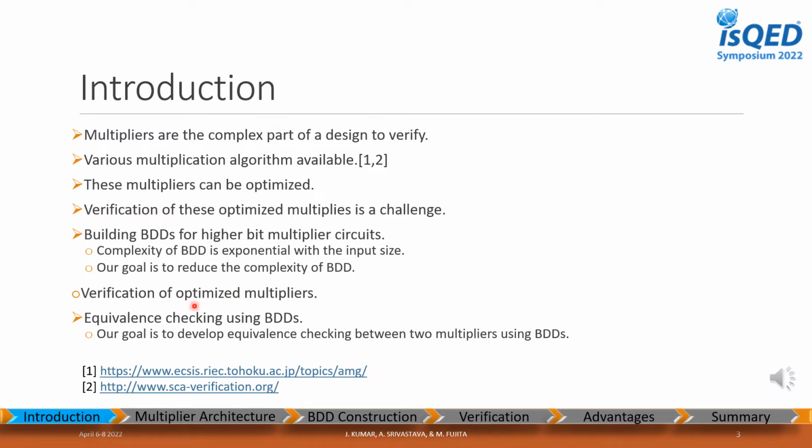In our research work, we have used the additional variable method to build BDDs for higher bit multiplier circuits and developed a method to check the equivalence between two multiplier circuits. Our proposed method can be directly applied to check the equivalence between two circuits. Moving to the next slide.